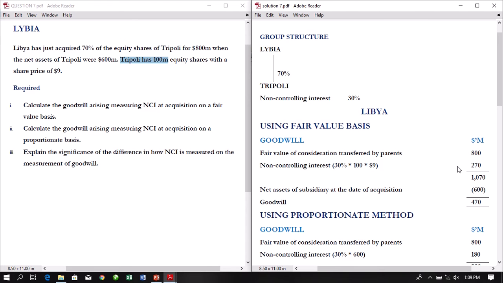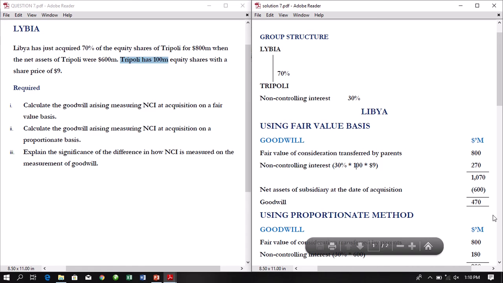Very easy. So what you just need to know is how many shares belong to non-controlling interest multiplied by the share price of the subsidiary, and we get our 270, giving us a total of 1070. After that, what do we do? We always less the net asset of subsidiary at the date of acquisition, and as given to us in this case, we are told that the net asset of Tripoli was 600 million. Less 600 million gives me my goodwill of 470. Easy and straight. That would be my goodwill if I'm using fair value basis.